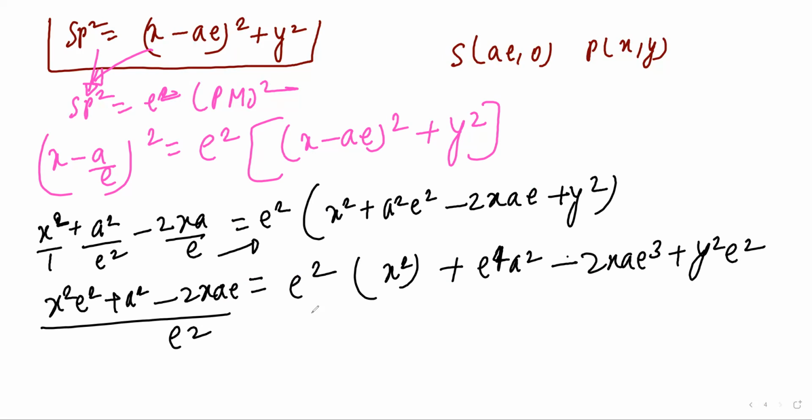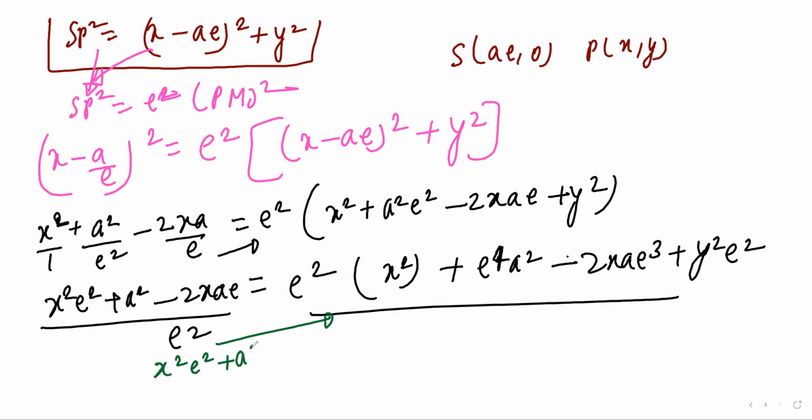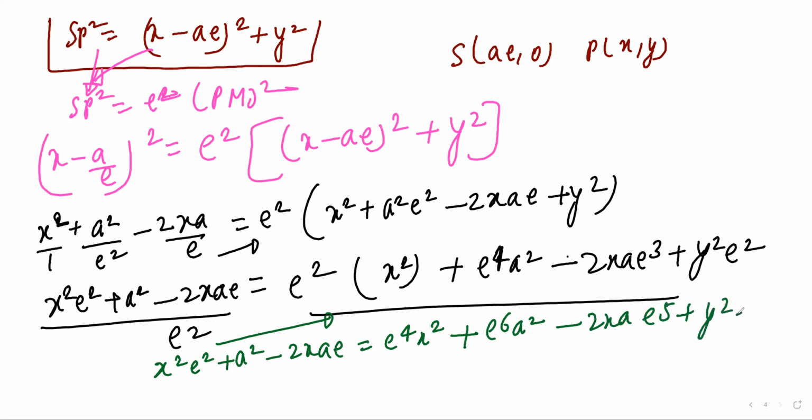Now again cross multiplying this e² on this side. So the remaining equation will be x²e² + a² − 2xae is equal to e⁴x² + e⁶a² − 2xae⁵ + y²e⁴. Understood up to this point?